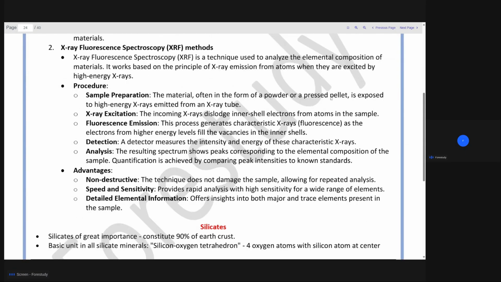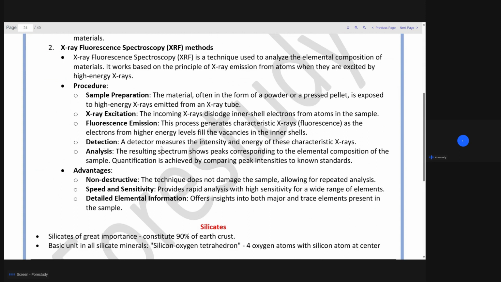Here it is written as pressed pellet. It's exposed to high energy X-ray emitted from the X-ray tube. The X-ray excitation: the incoming X-rays dislodge inner electrons from atoms in the sample. The process generates characteristic X-rays. See, when the incoming X-ray from the source dislodges the inner electrons from the atoms, this process generates characteristic X-rays called fluorescence, as the electrons from high energy levels fill the vacancies in the lowest inner shell. The electrons from the high energy level go to the inner shell and fill the vacancy.